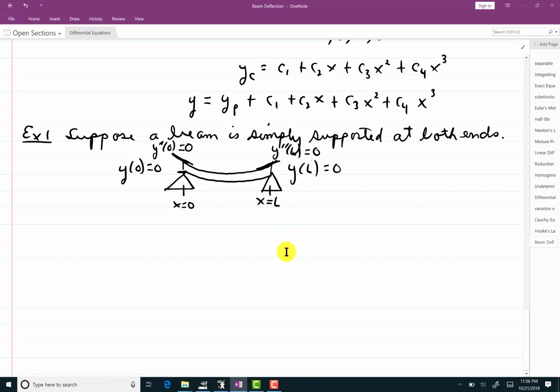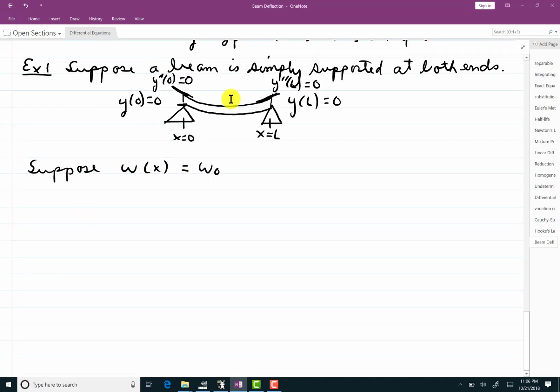Now, coming back, let me come up with a weighting function. Suppose w of x simply equals w naught. So perhaps we have a constant weight applied throughout the length of the beam. It could be paint even, as simple as that.